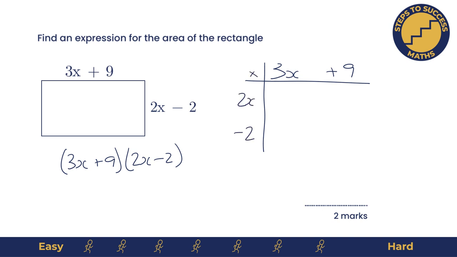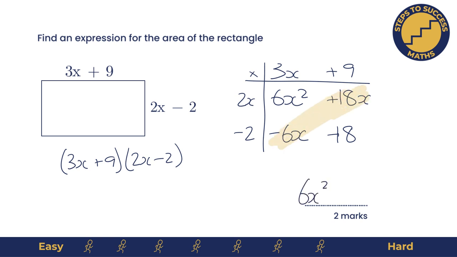2x times 3x is 6x squared. 2x times 9 is plus 18x. Minus 2 times 3x is minus 6x. And minus 2 times 9 is minus 18. Let's combine it together. So we've got 6x squared minus 6x plus 18x, so that's plus 12x, and minus 18 at the end.